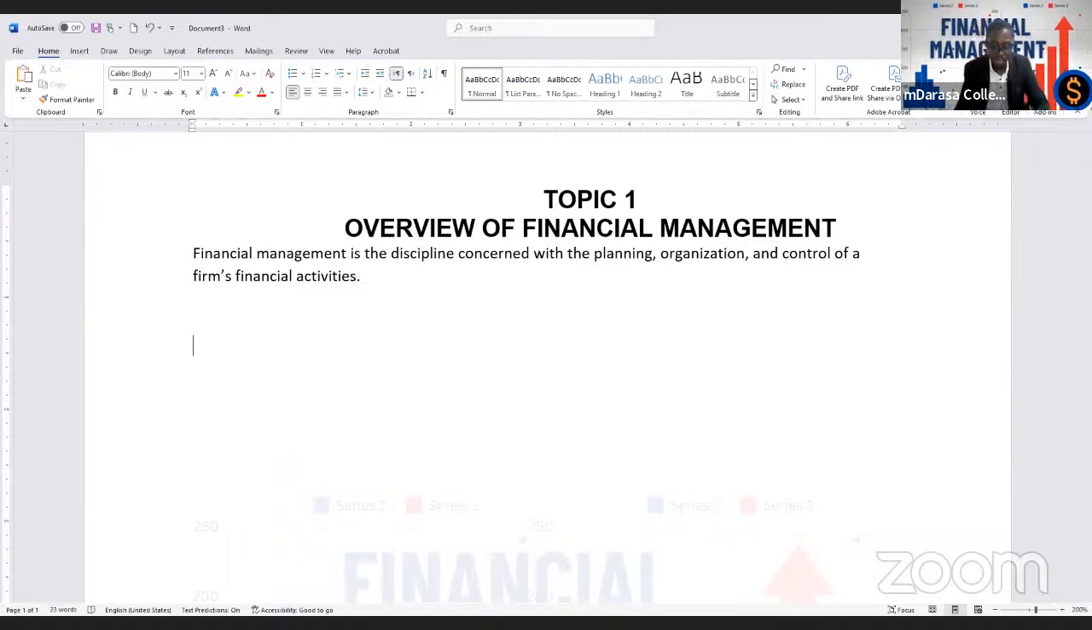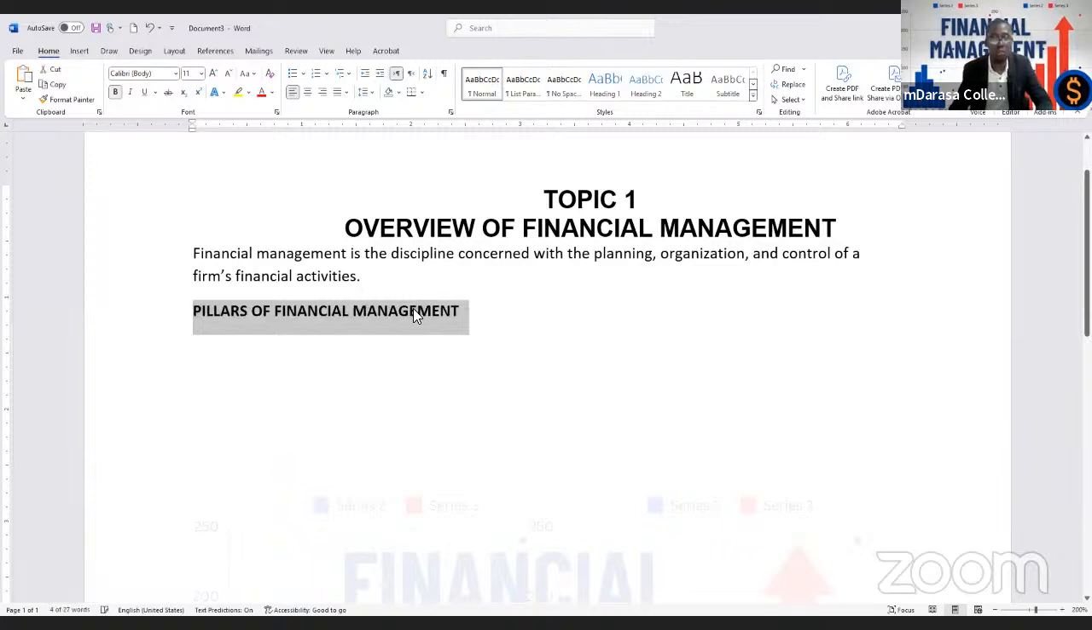So you'll find that the whole bit of financial management will always focus on three pillars. These are the pillars of financial management. Anytime we are to talk of financial management, it will always be rooted on these three key pillars.